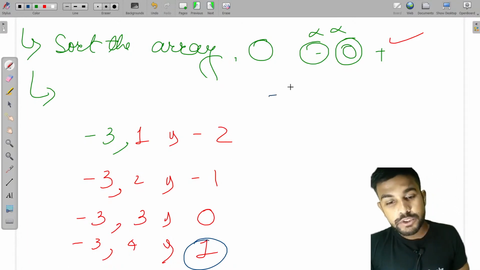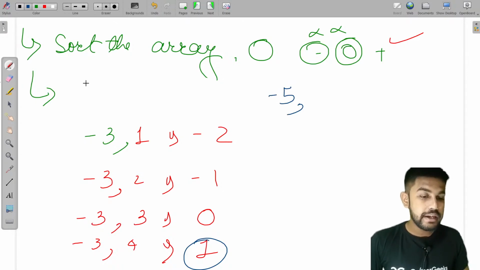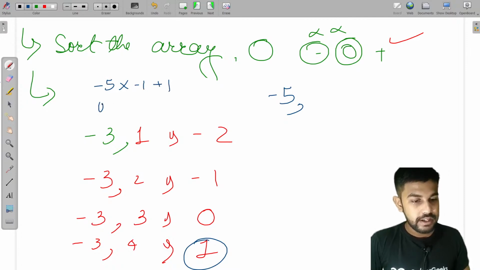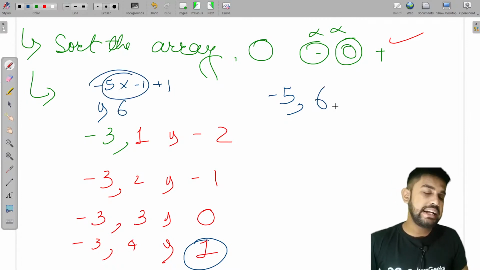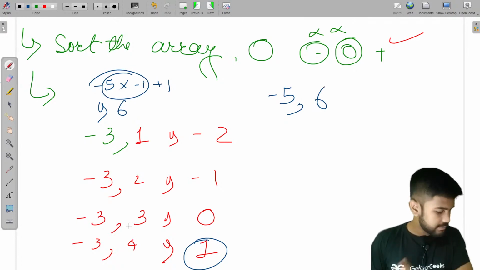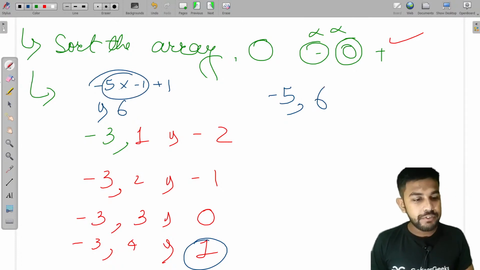That is, suppose we have -5, then we at least need to add -5 into -1 plus 1. That is 5 plus 1, that is 6. So we at least need to add 6 or greater. Okay, so good to go. This is what we would be doing.